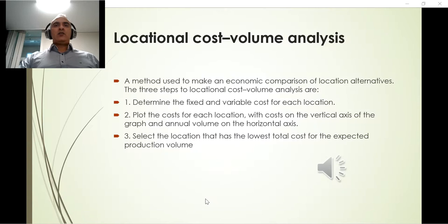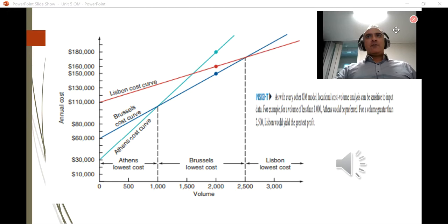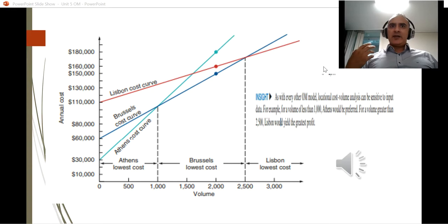Okay. So in this case, we talk about the locational cost volume analysis. It's a different approach for calculating which location we're going to choose. Sometimes some places look very attractive, but when we think of the volume that we're going to produce, maybe if we produce higher volume, it's not as cheap as we thought. So let's look at different options.